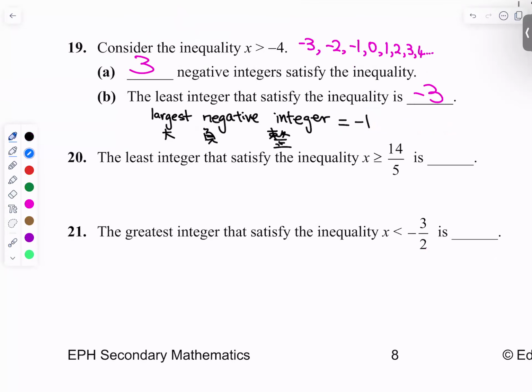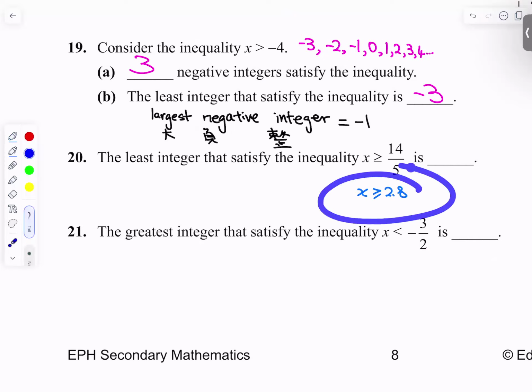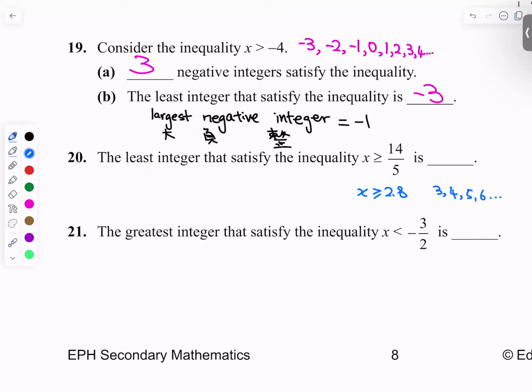All right, next. Fraction. So try to click it in calculator first. What do you get for 14 over 5? You get it as 2.8. So can you give me the numbers that are greater than 2.8 but have to be integer? That means no decimals. Is 2 included? Is 2 bigger than 2.8? No. How about 3, 4, 5, 6, 7? All of them, right? And then between all of them, can you tell me which one is the smallest? Which one is the least? 3.